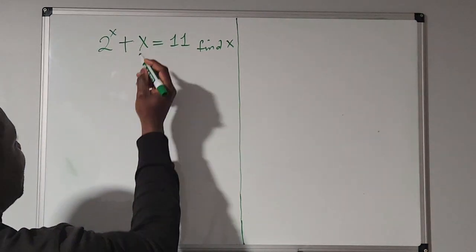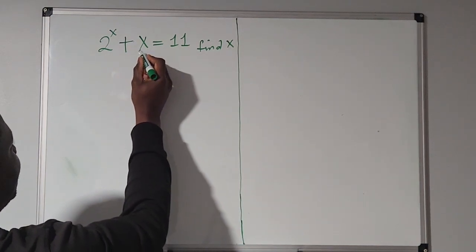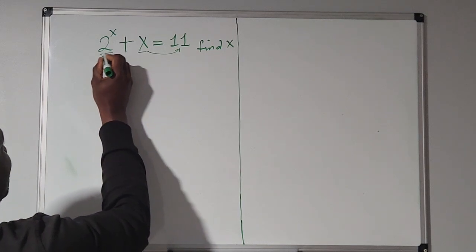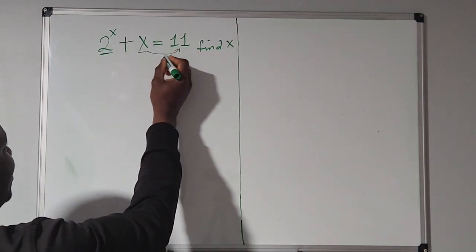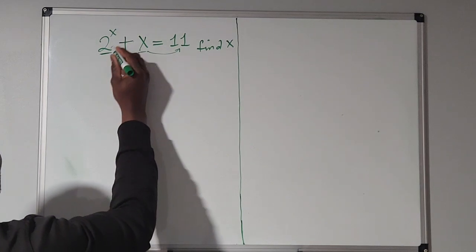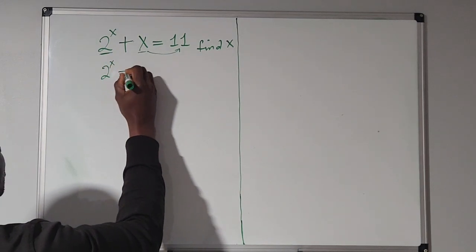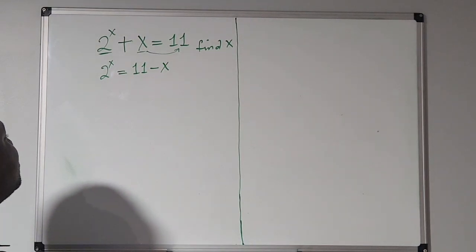So we're going to start by rewriting this equation, and then we're going to move this x value over to this side so that we have this 2 raised to the power x standing on one side, and then we have 11 minus x on this side. So now we have that 2 raised to the power x is equal to 11 minus x.